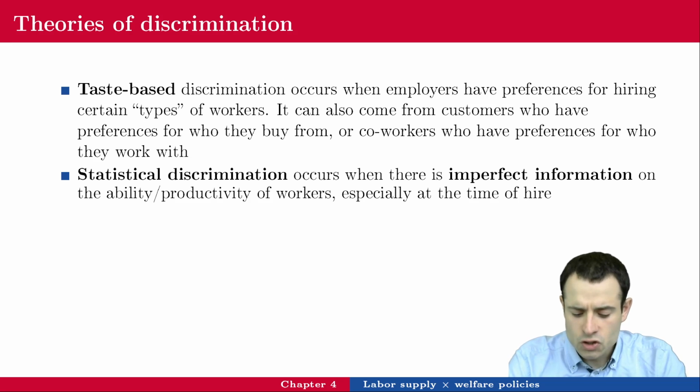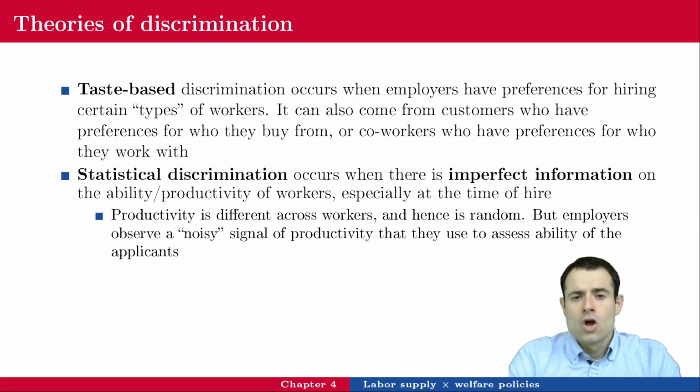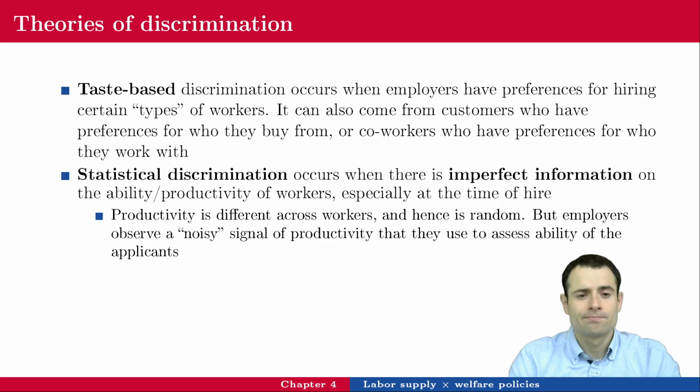The other type of discrimination is called statistical discrimination, which occurs when there is imperfect information on the ability or the productivity of workers, especially at the time of the hire. So, productivity is different across workers. So, it is random. Employers do not observe productivity before hiring somebody. They observe, however, a noisy signal of productivity through the resume, through job interviews, for instance. And they use this signal to assess the ability of the applicants.